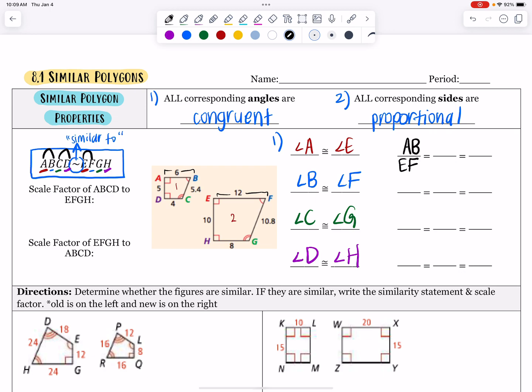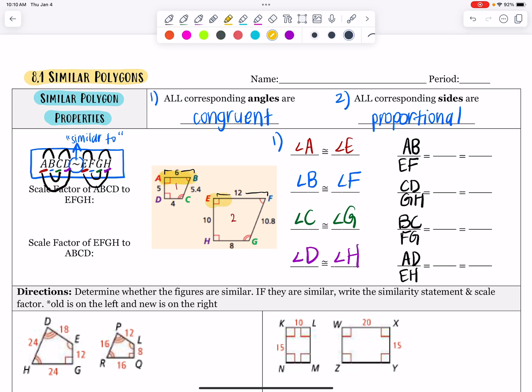Now let's go last two and last two, CD over GH. Now let's go the middle two, side BC, and middle two, FG. And last but not least, the outside two, AD, would compare to EH. Okay, so now let's actually fill in those pieces, and I'm going to do this in some colors to help you out.